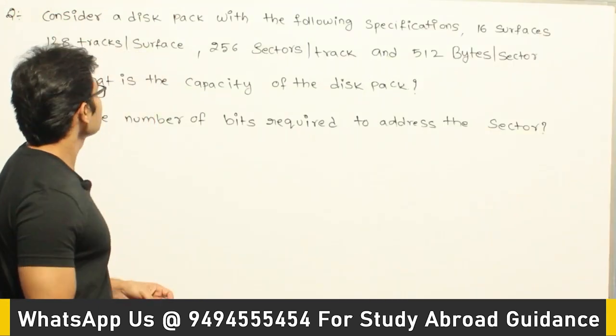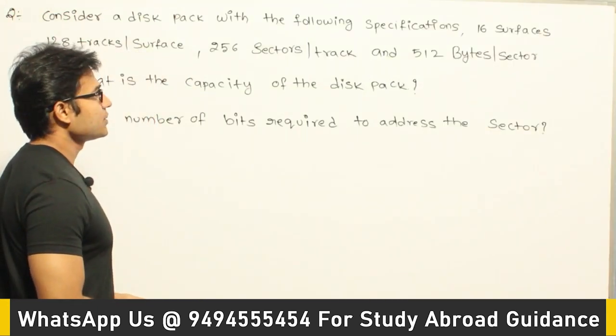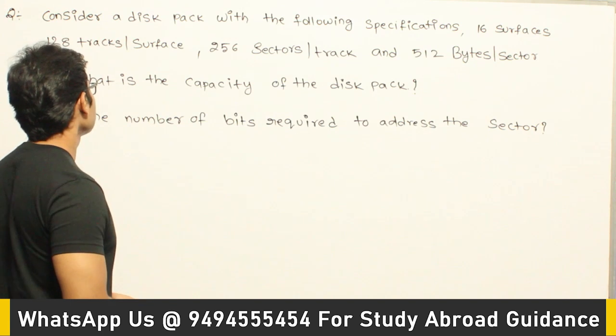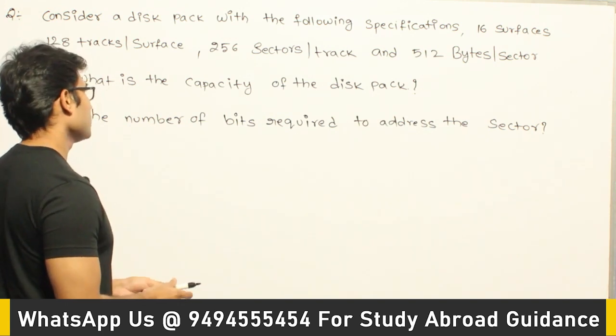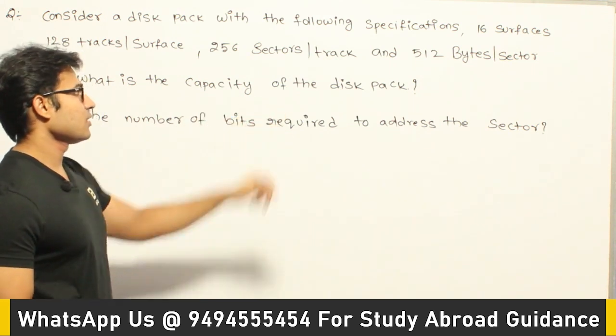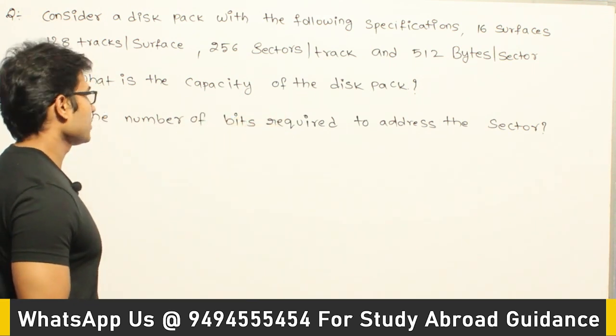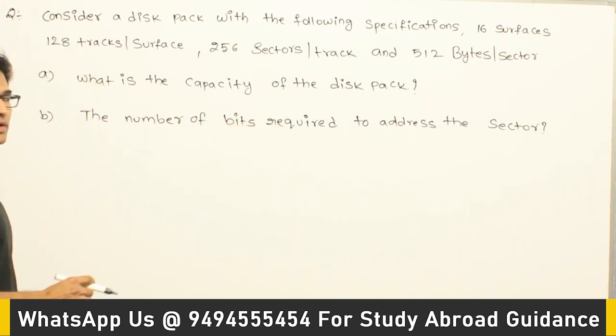Let's see this question. Consider a disk pack with the following specifications: 16 surfaces, 128 tracks per surface, 256 sectors per track, and 512 bytes per sector. Now what is the capacity of the disk pack?